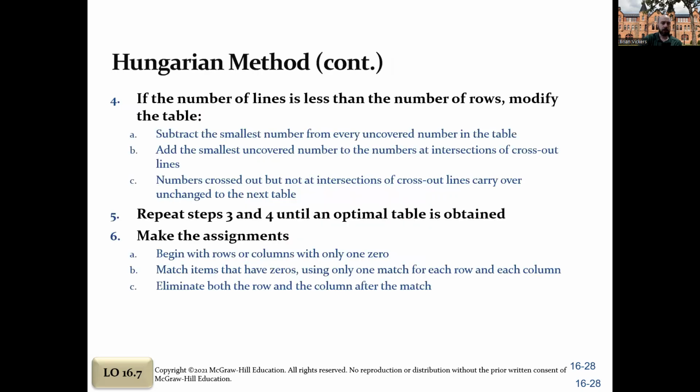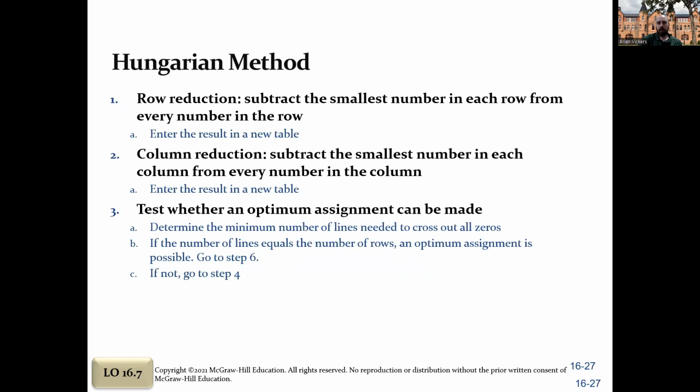So that first step said, subtract the smallest number in each row from every number in the row. So do this entire thing and then create a new table with these numbers. So what you do is you have the initial table, and then you're going to draw a new table under that. And it's going to have every row reduced by the smallest number in that row.